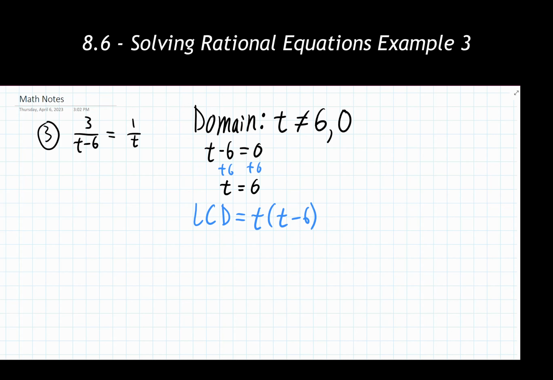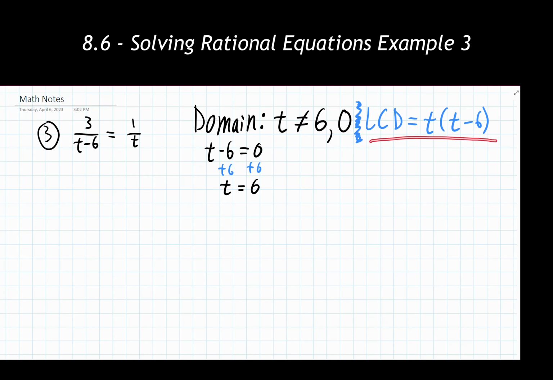And again, you can make a note of this wherever you need to off to the side. I'm actually going to move this a little bit, only because I'm running out of space and I might need to rewrite some stuff there. We'll divide these here a little bit just to make it clear. Okay, so we found the lowest common denominator for ourselves. That's going to be t times t minus 6.